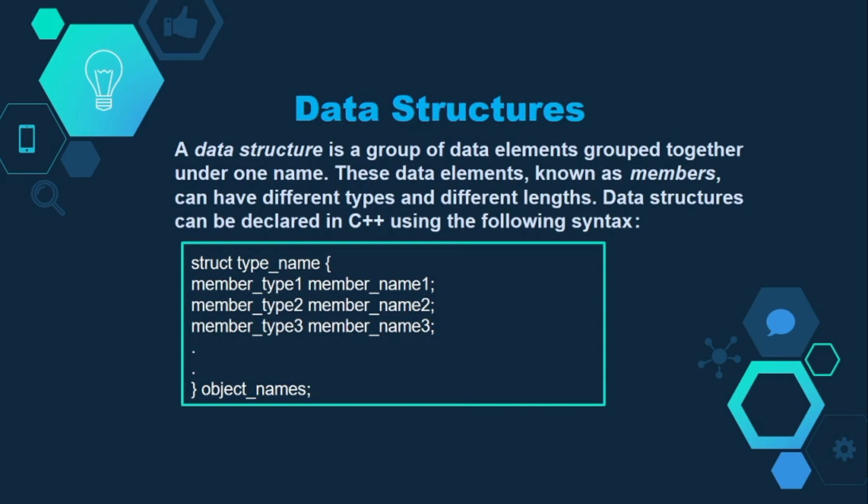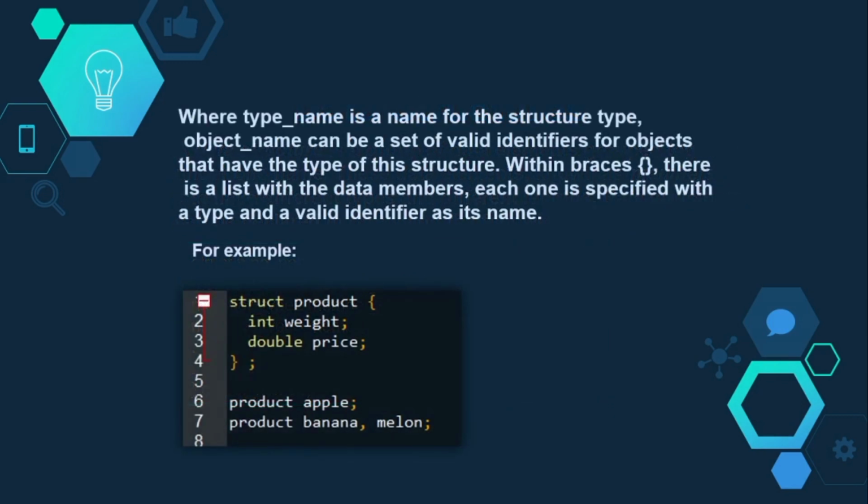Data structures can be declared in C++ using the following syntax, just like this example. As you can see, guys, this is an example of the syntax of data structures. Type name is the name for the structure type. Object name can be a set of valid identifiers for objects that have the type of this structure. Within braces, there is a list with the data members. Each one is specified with a type and a valid identifier as its name. And the example is just like this.